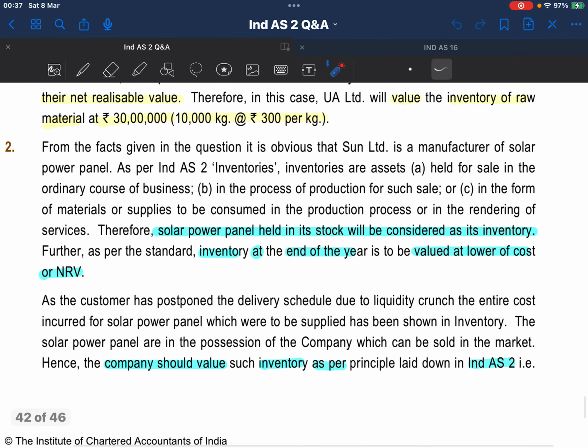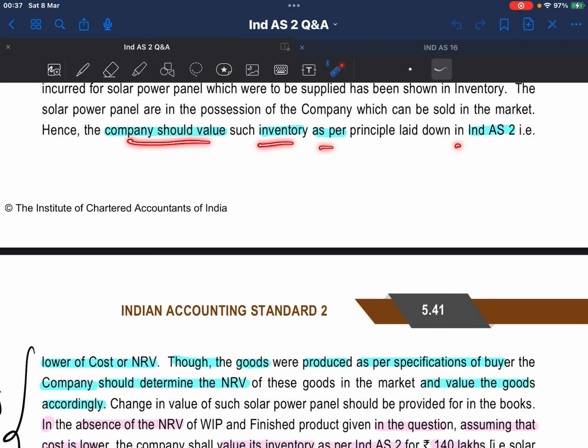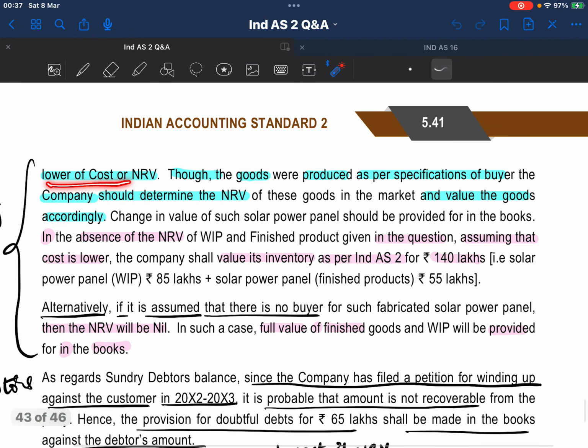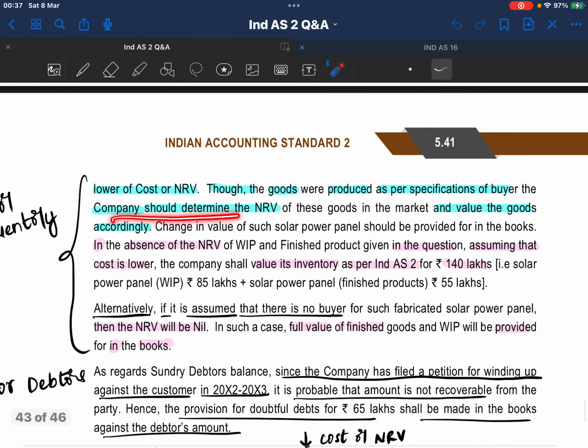Answer 2. Solar power panels held for sale are to be considered as inventory. Inventory at the end of the year is to be valued at lower of cost or NRV. The company should value inventory as per Ind AS 2, lower of cost or NRV. Though the goods were produced as per the specifications of the buyer, the company should determine NRV and value the goods accordingly.